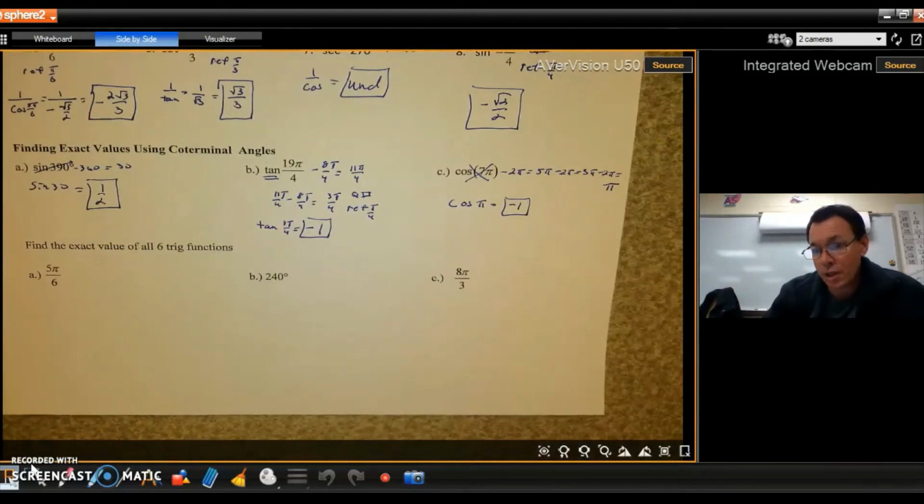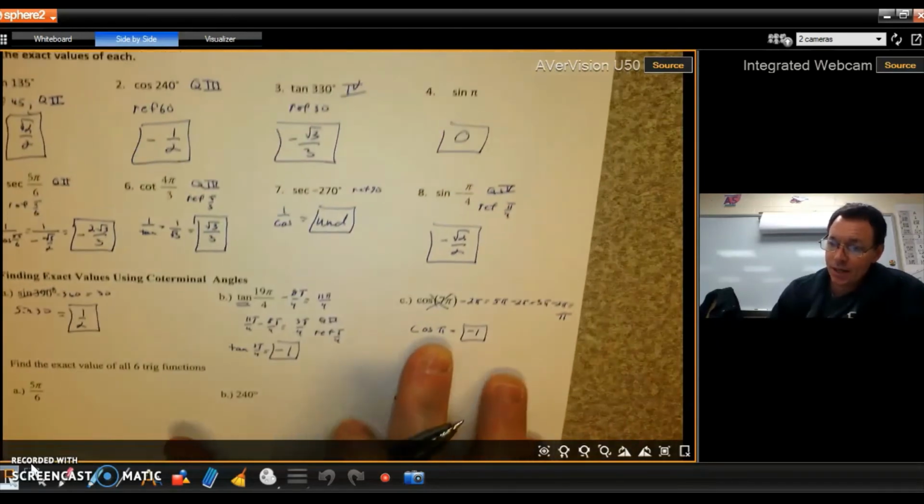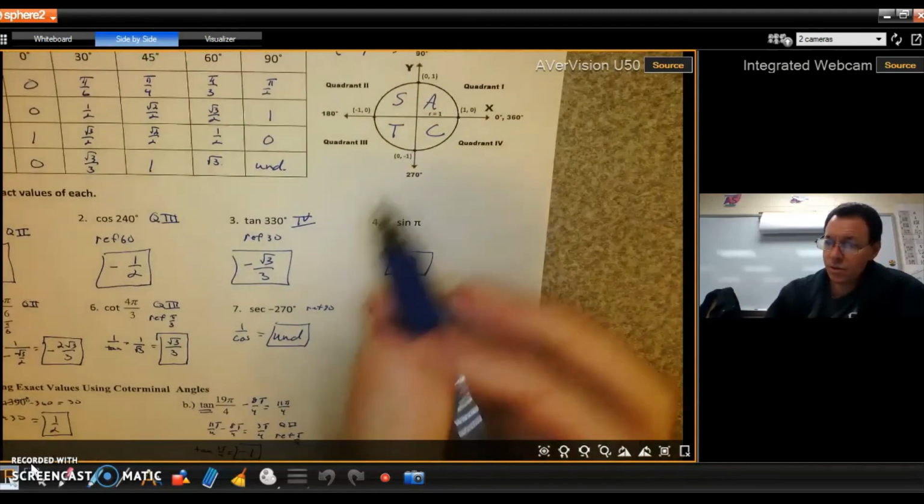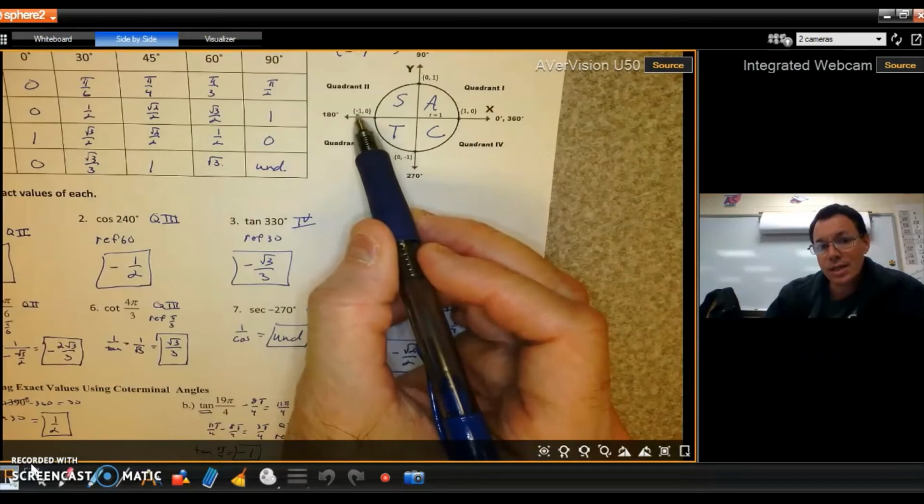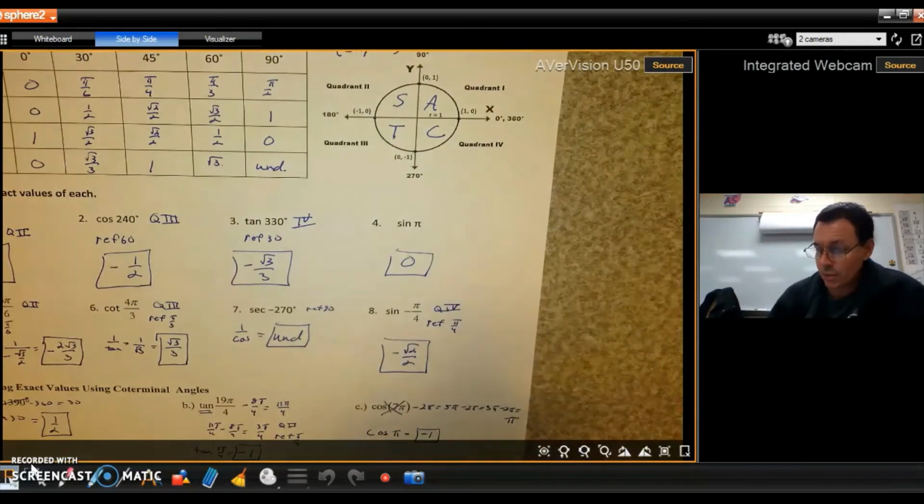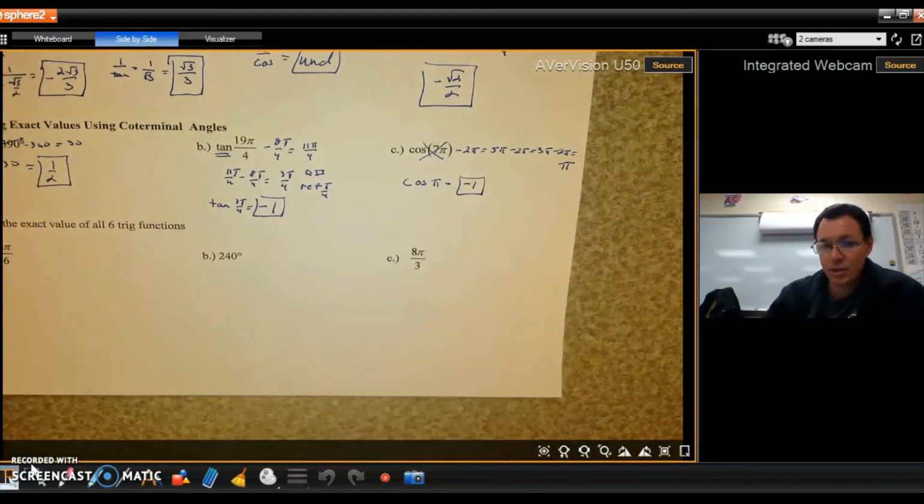So I could use my chart, but then I got to make sure I don't make a mistake. Remember, pi is on the negative x-axis right here. Here's 180 degrees. There's pi. So cosine is actually going to be negative 1. So that's what I would do. Cosine of pi is negative 1, and then you're all done.